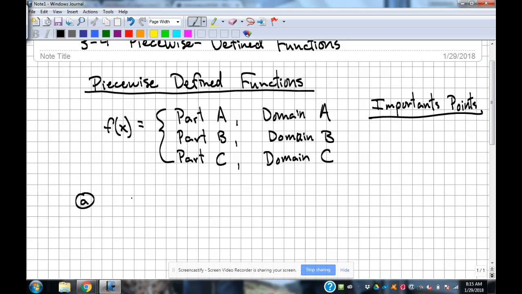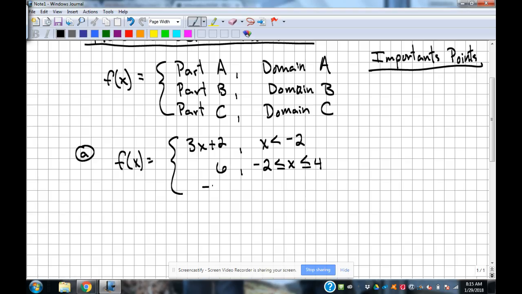So let's just start with f of x. And let's get some parts. 3x plus 2, and the domain for that is x is less than negative 2. And then 6, negative 2 less than or equal to x less than or equal to 4. And then the third part, let's do negative 2x when x is greater than 4. All right. Now, there's 3 parts, so we're going to do this in 3 sections.